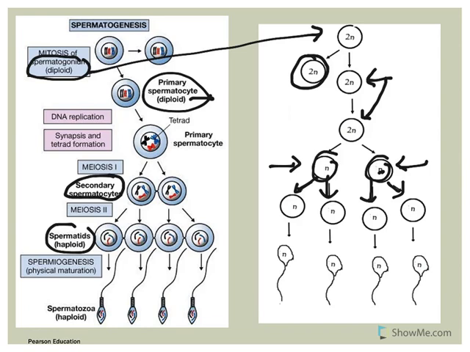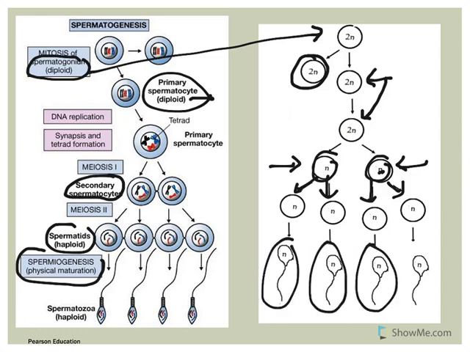Now the spermatids don't look like sperm. What will happen as a result of a process called spermiogenesis, which you see written here, is the shedding of excess cytoplasm and the development of the tail, and it's going to start to look like what people would envision as a spermatozoa. So you end up with 4 viable haploid spermatozoa.